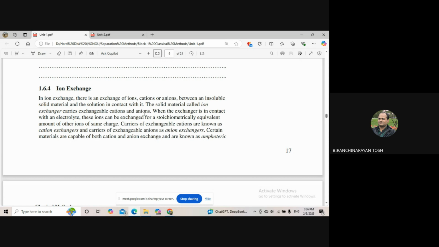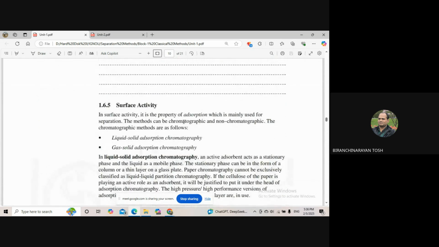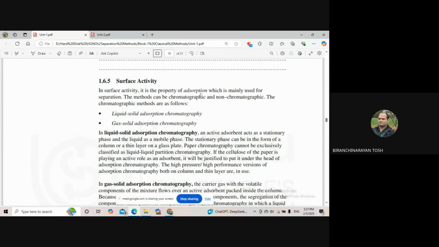Certain materials are capable of both cation and anion exchange and are known as amphoteric exchangers. Generally, exchange is performed in columns. However, in some cases, batch operations are also carried out. In surface activity, it is the property of adsorption which is mainly used for separation. Liquid solid adsorption chromatography, gas solid adsorption chromatography. Everything we will discuss here depends upon adsorption or selectivity, and mainly chromatography.